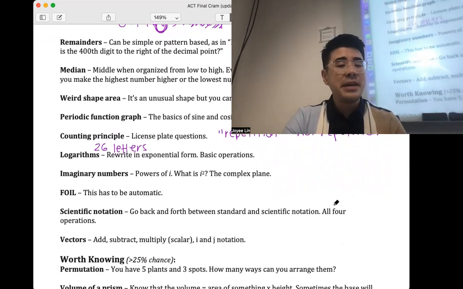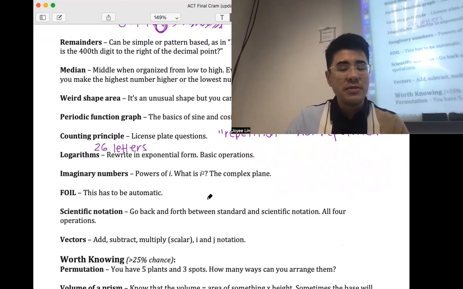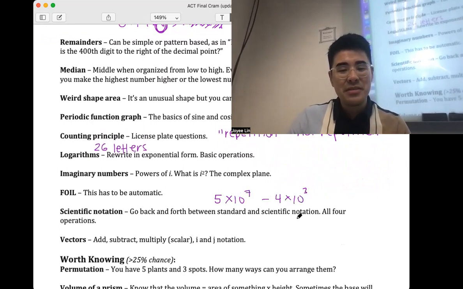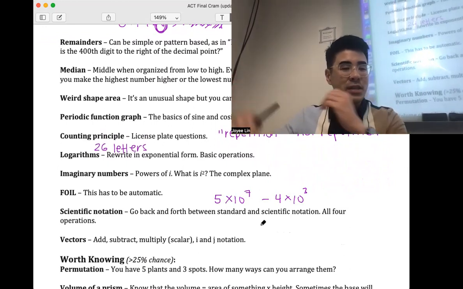Scientific notation on the science section, I'm seeing more and more they're asking you to add 2 numbers in scientific notation. Obviously on the math one you can do it on your calculator, right? But they'll do like 5 times 10 to the 7th minus 4 times 10 to the 3rd or something like that. All right, so just move the decimals over.